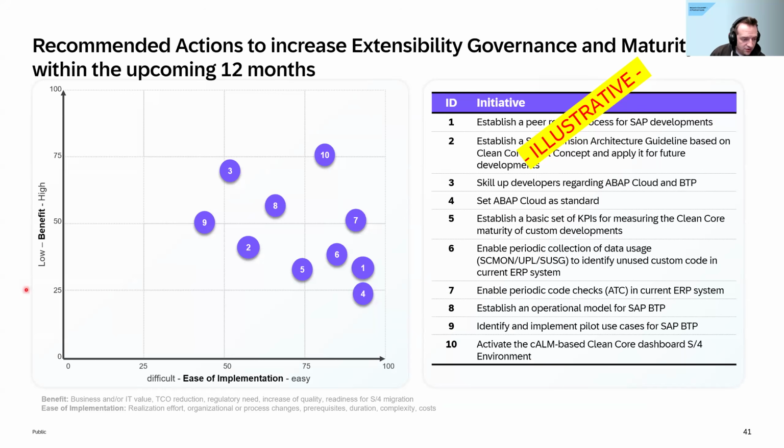It could be, of course, that you do this on a benefit versus ease of implementation metric, like done here. Which one is the easiest task with the highest benefit? Activate the Calm-based Clean Core dashboard for the S4 environment. That's a simple task and you get nice insights. Okay, that's something that I should do now. This is, of course, something of a discussion, but this is always the target: how can we improve something?